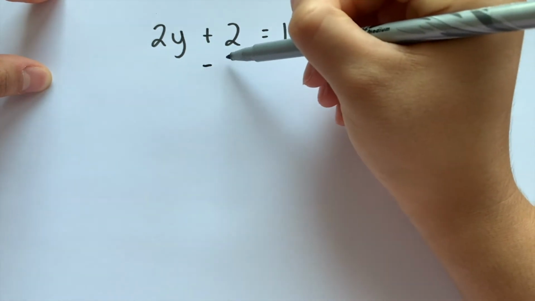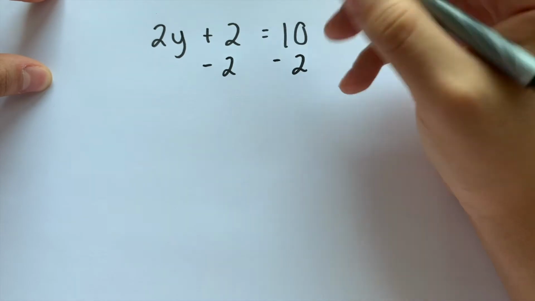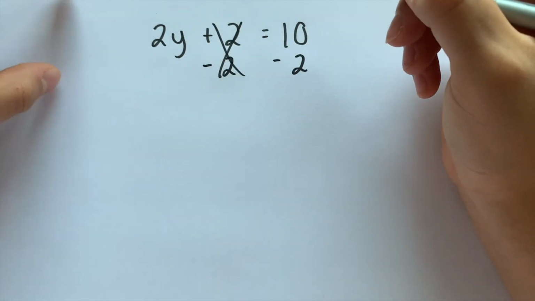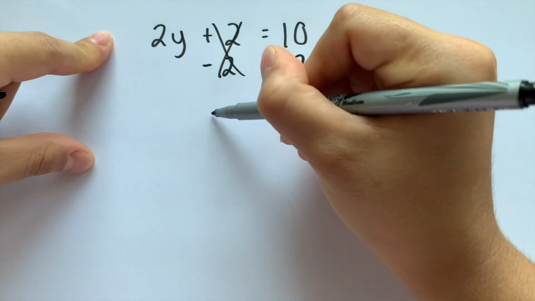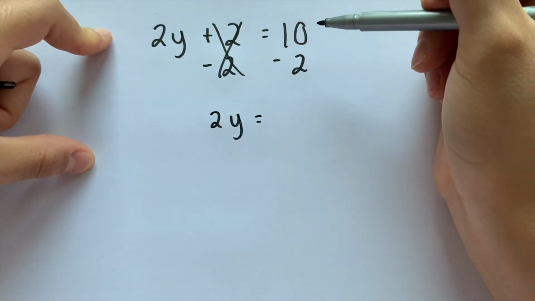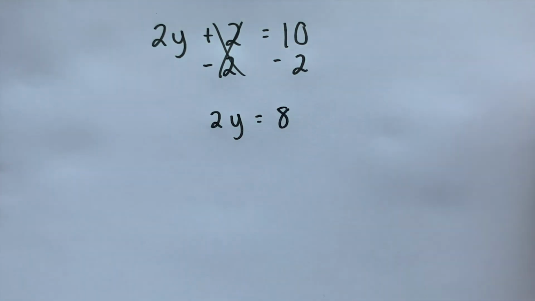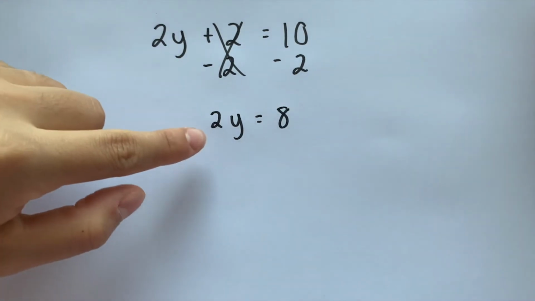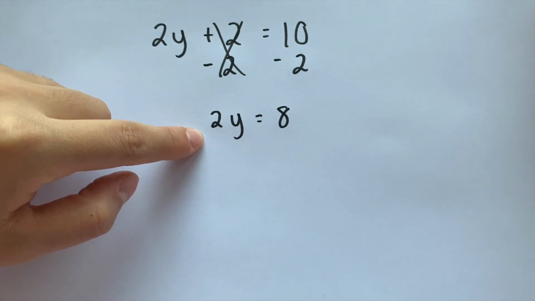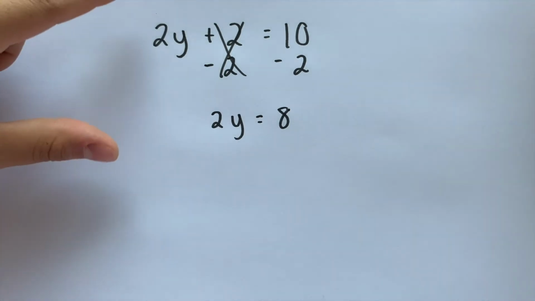So we're gonna do -2 here and -2 here. This leaves us with a 0, therefore it cancels out. So what we have left is 2y equals 10 minus 2, which gives us 8. Now you can see that we still have a number here next to our y, and we don't really want that. We want to get rid of that in order to have our y by itself.